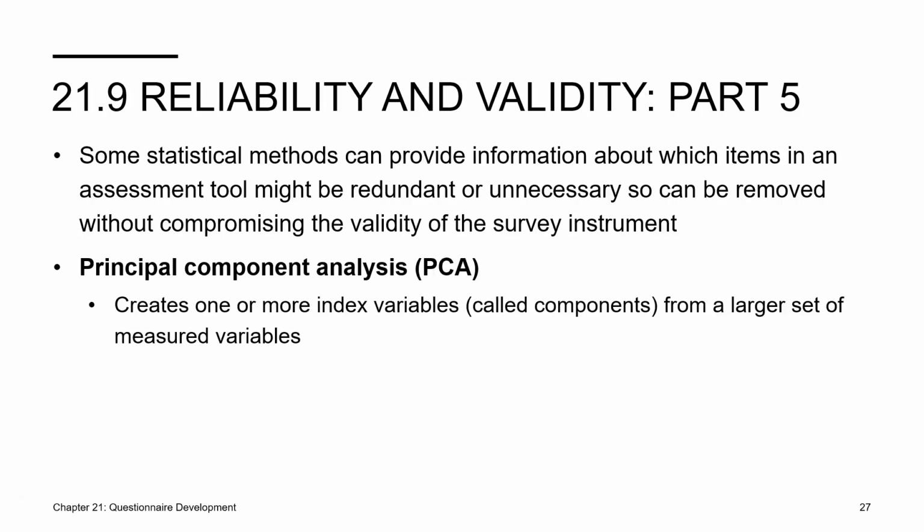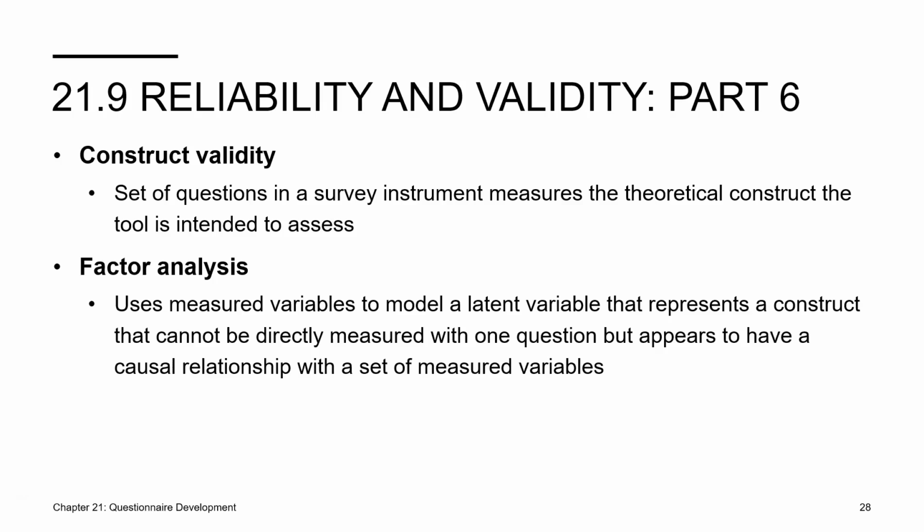Then you also have some other statistical components. You have the principal component analysis, which creates one or more index variables, called components, from a larger set of measured variables. Then we have construct validity and factor analyses, and these are all different terms related to questionnaire development, reliability, and accuracy of questionnaires. These are all things that you'll probably want to look back to in the future, not necessarily something that you would need to do in an undergraduate research methods course.